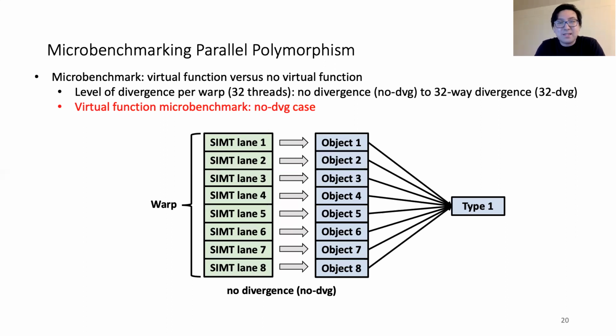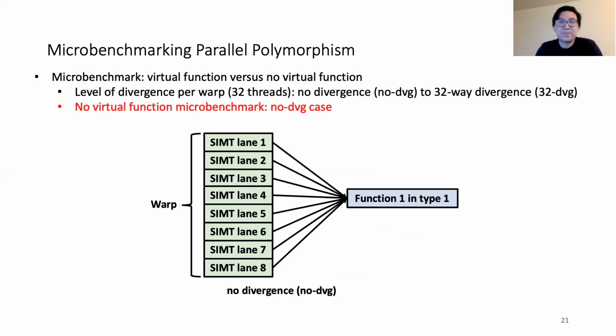In the virtual function-based benchmark as pictured here, each lane of the warp accesses different objects, where the types of those objects can be varied. In this example, we are showing the case where there's no control flow divergence because each lane is accessing an object of the same type, hence calling the same virtual function. For simplicity, we show a warp with only 8 threads here. Warps in the NVIDIA machines we study have 32 threads.